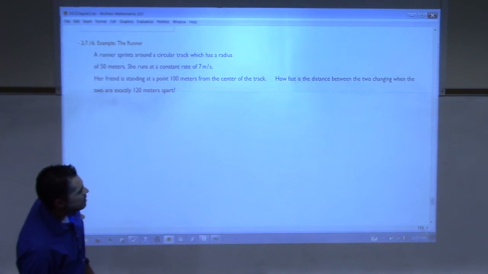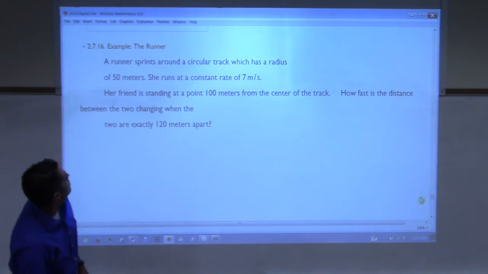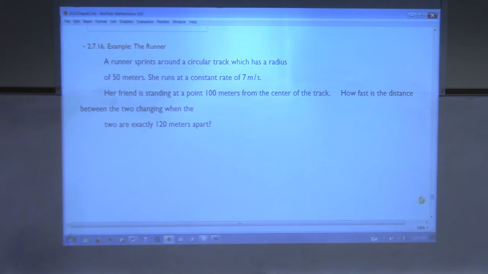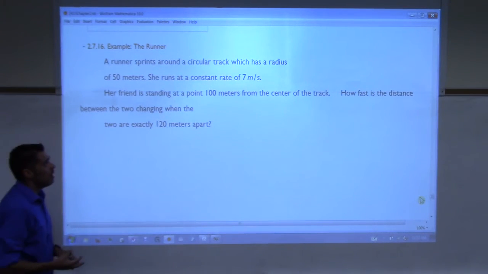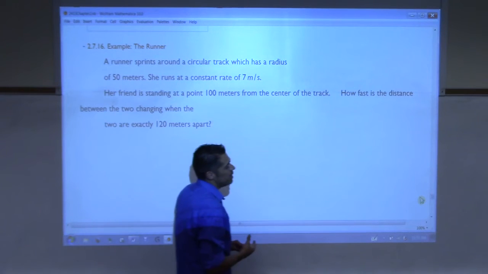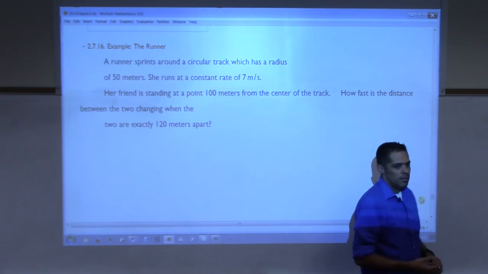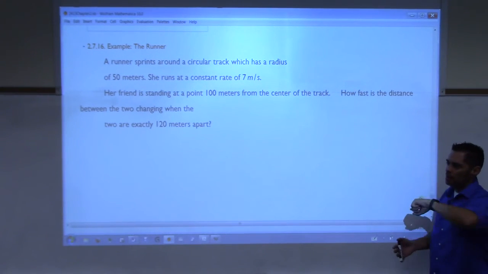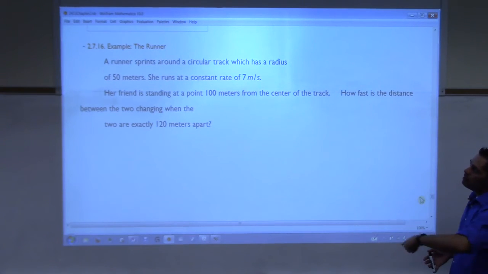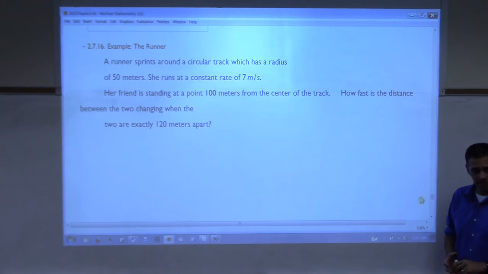All right, this is a tricky problem. And make this a little bigger so you can see it. A sprinter runs around a circular track which has a radius of 50 meters. Circular track, runner is sprinting around. She runs at a constant rate of 7 meters per second, which I think is really fast.